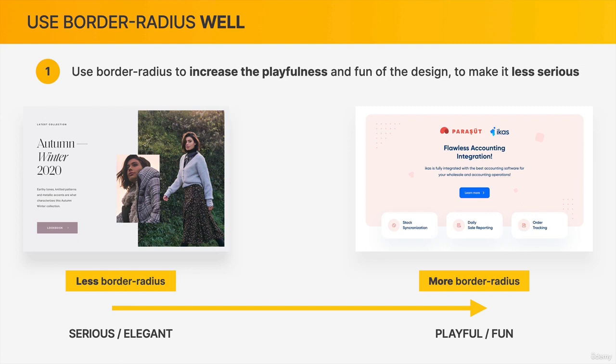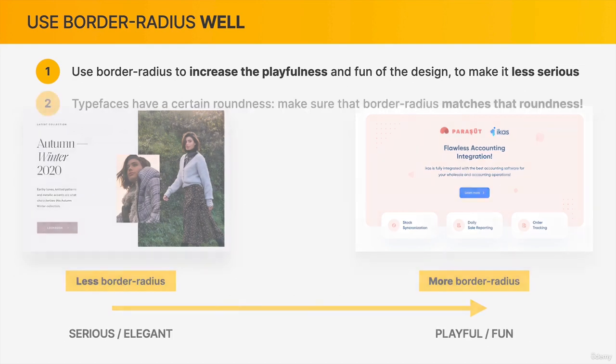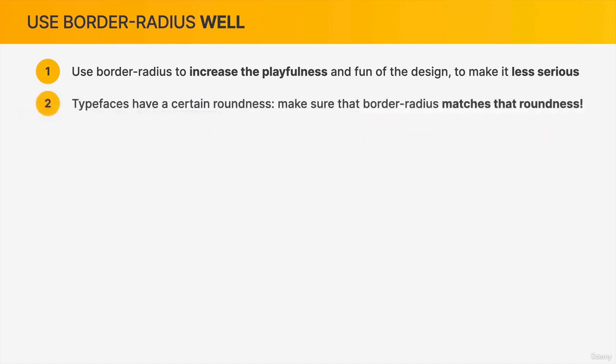Now, of course, there are also other factors that play into that perception, like the typography and the colors that are used on the left side. But nonetheless, border radius is still a very important ingredient that we can use to make any design look less serious, or on the other hand, if we simply don't use it, we can make a design look more serious or more elegant. Now, in order to actually choose the amount of border radius, a good indicator of that is the typeface. So the typeface that you choose will already have a certain roundness, and so you can kind of make the border radius match that roundness.